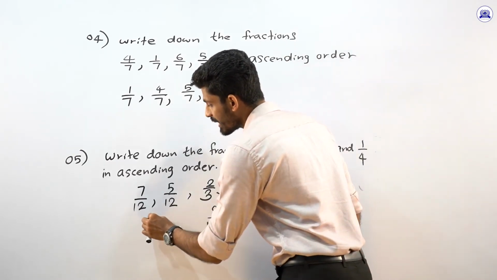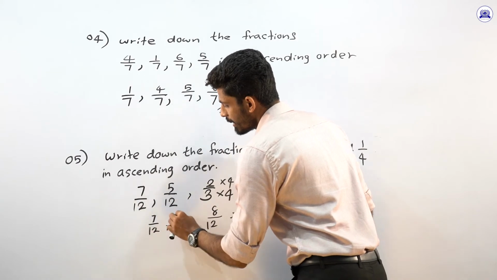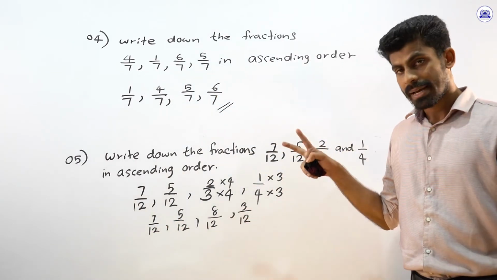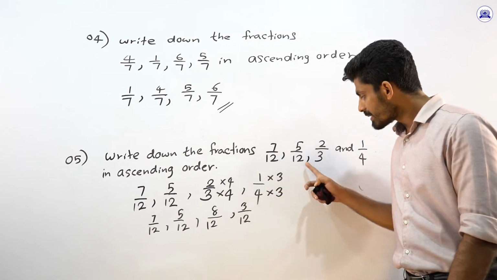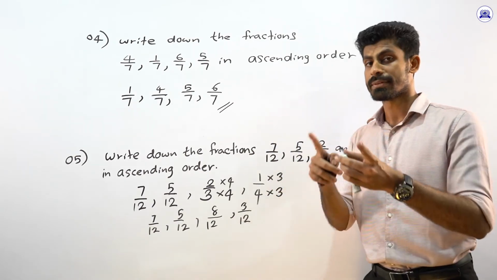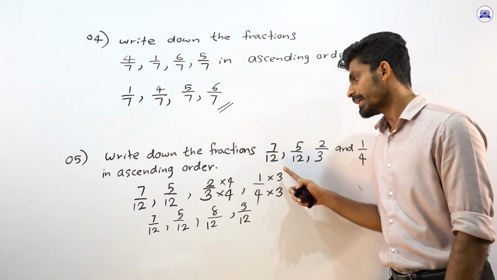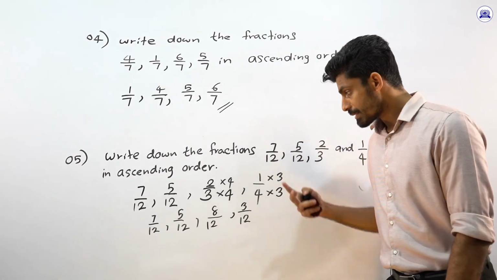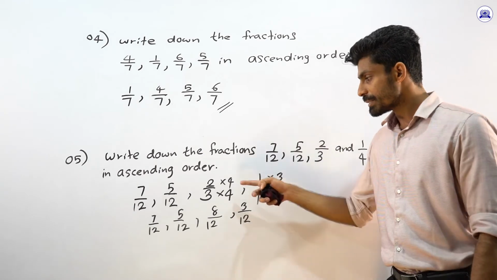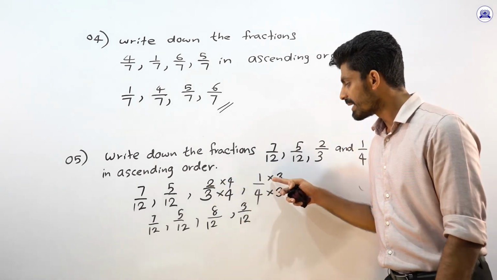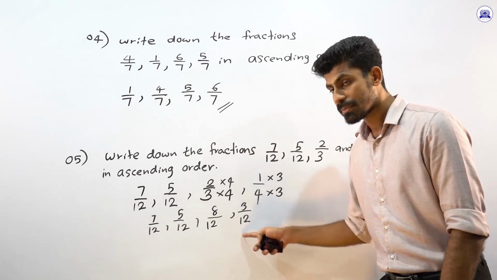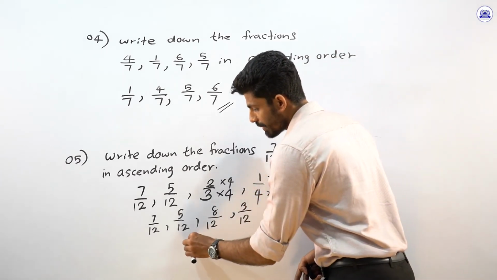Now look at the order. 7/12, 5/12, right? Did you understand that one? Very easy. If you have different denominators, you need to convert to the same denominator, 12 according to this question. So 8 over 12, 3 over 12. So which one is the smallest one? 3/12.